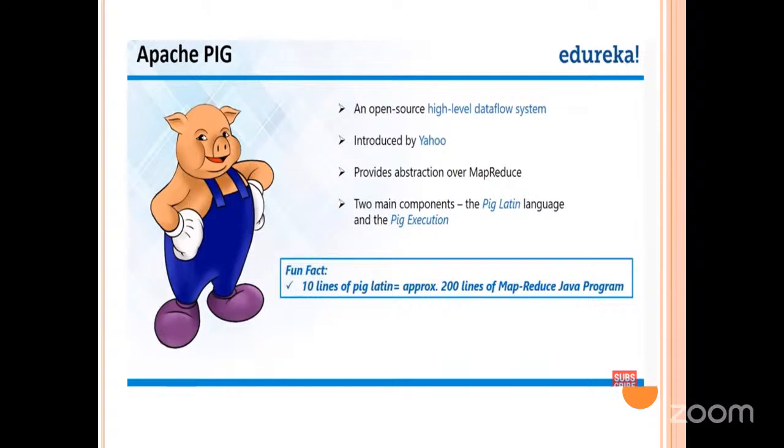It is a scripting language. This language was introduced by Yahoo. Here Pig will provide you abstract data which is more efficient than MapReduce. Pig provides abstraction over MapReduce.